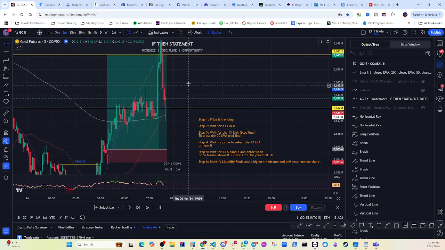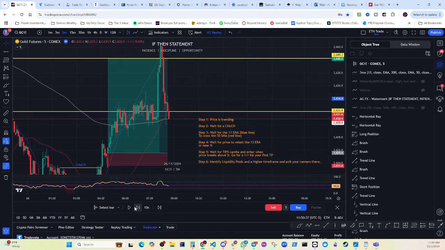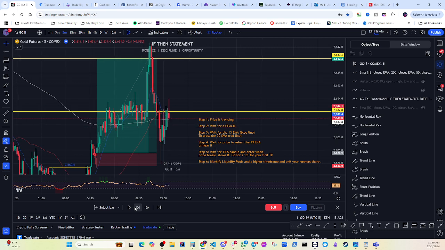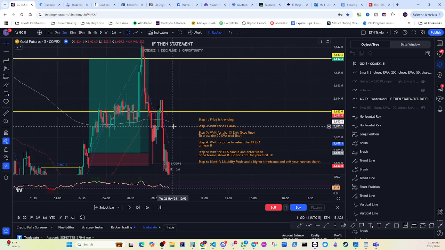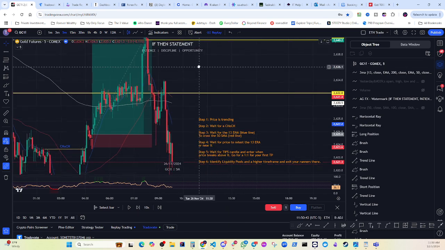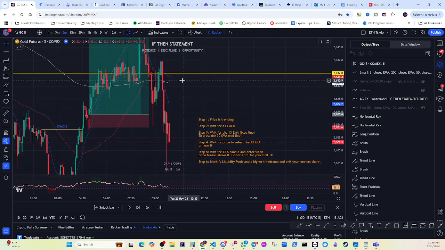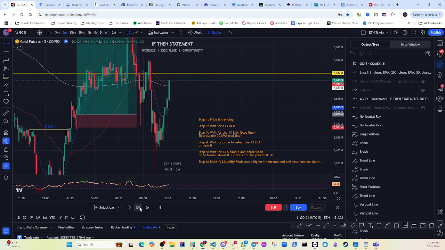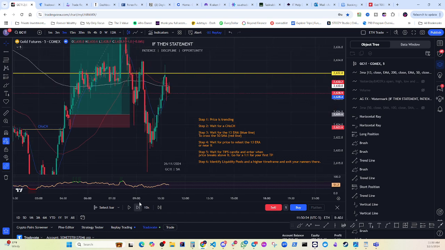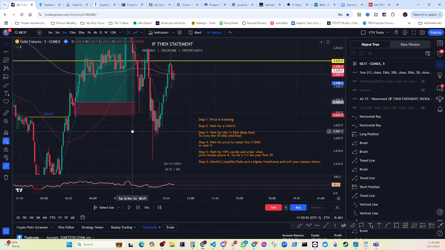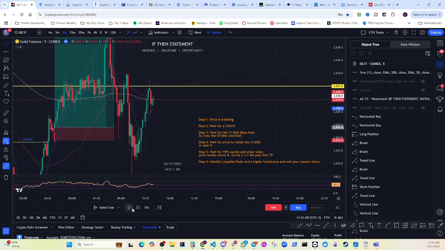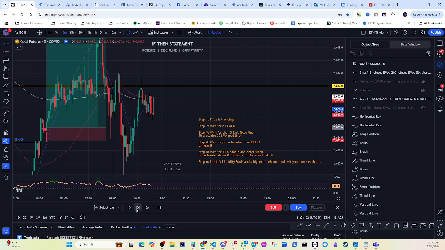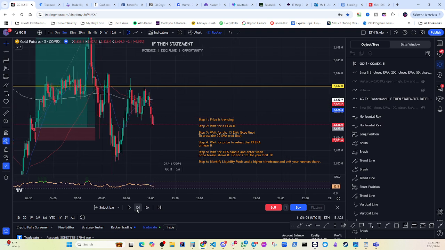At the EMAs, look how when it switched. So that's another opportunity that I'm just showing you. Anyways, that's pretty much the strategy in a nutshell.